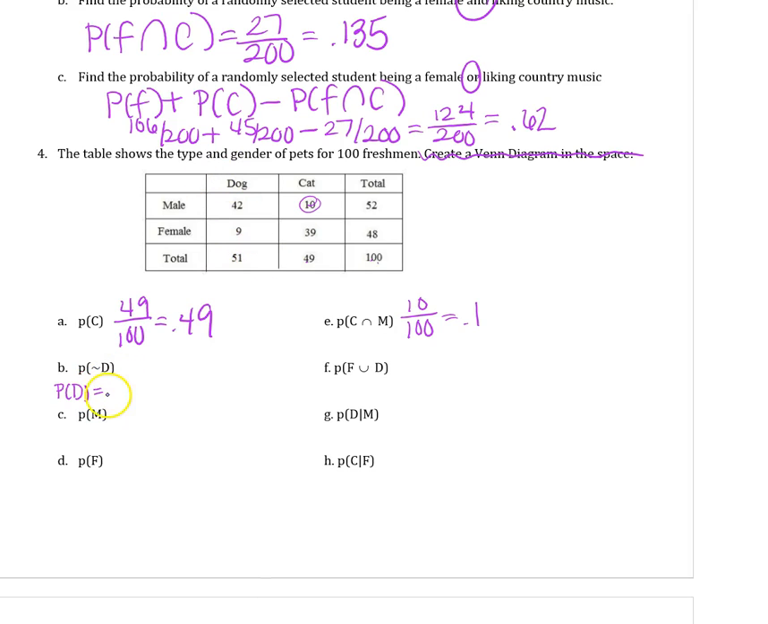Probability of having a dog is 51 out of 100, or 0.51, which means the probability of not having a dog would be 1 minus that, which is 0.49. It's actually the same thing as having a cat.